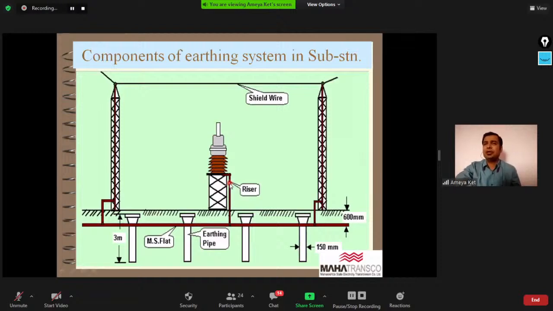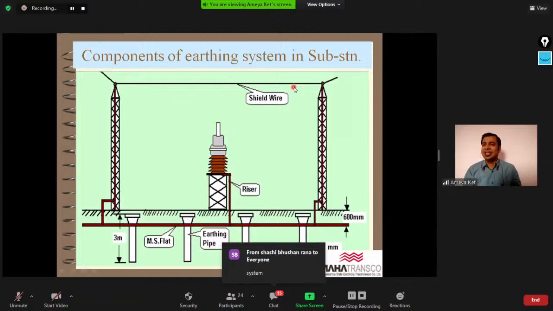Now, the second question I would like to ask. You can see on the top of these gantries, this earth wire is running, and this earth wire is properly connected to the earth of the substation with the earthing mesh. The earthing of this shield wire comes under which category? Is it safety earthing, system earthing, or functional earthing? Anybody?